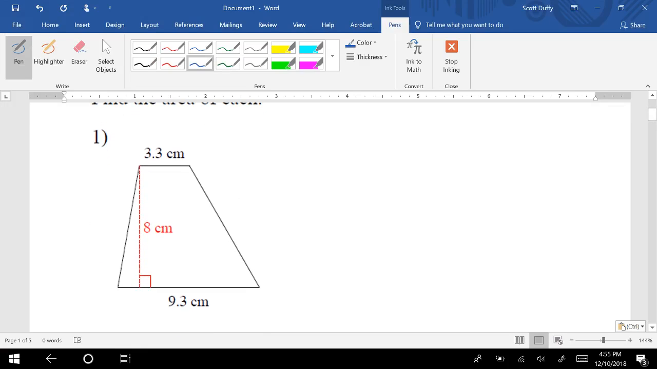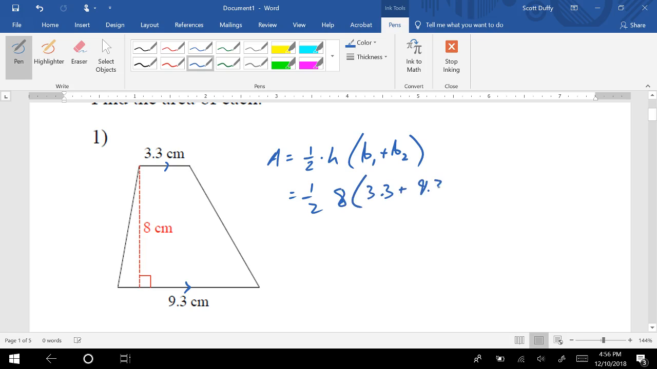Okay, so I've got a trapezoid. I should have said that these are parallel, but it looks like a trapezoid anyways. And the area for a trapezoid is 1/2 times the height times the sum of the bases. Do I know the height? Yeah, it's 8. Do I know the bases? Yeah, it's 3.3 and 9.3.